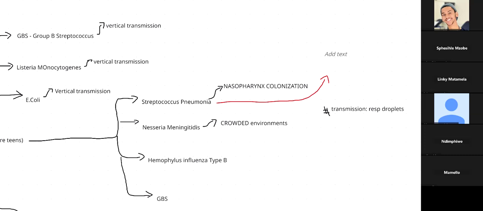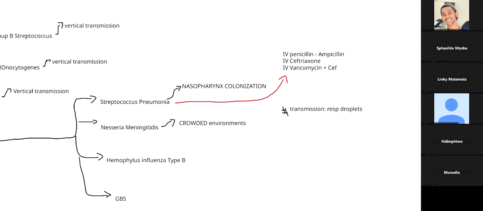So the first line is MP, then ceftriaxone, then vancomycin and ceftriaxone. That's that. And the duration of treatment, just in case they ask, would be 10 to 14 days. So I'm just going to put here 10 to 14.